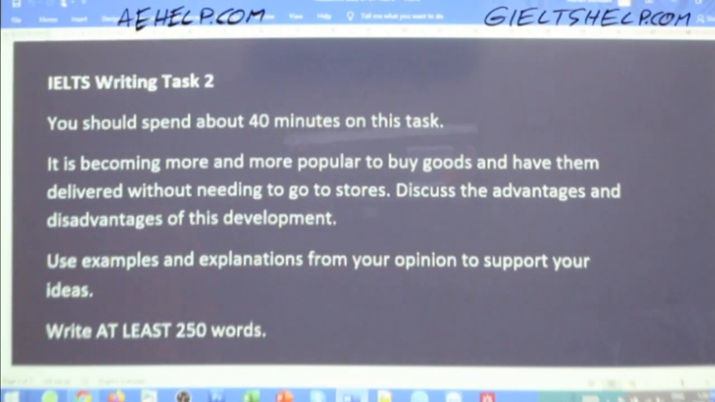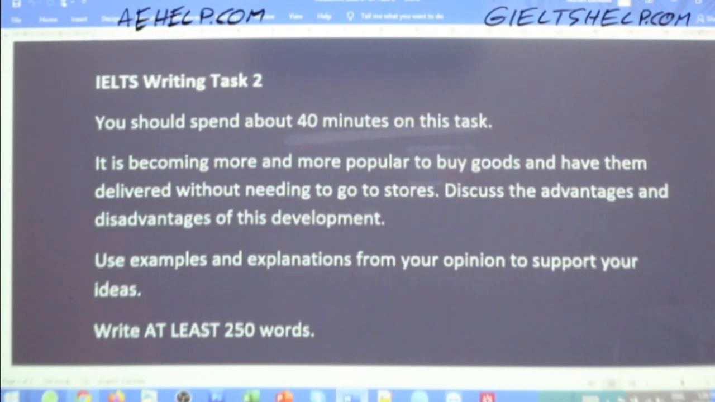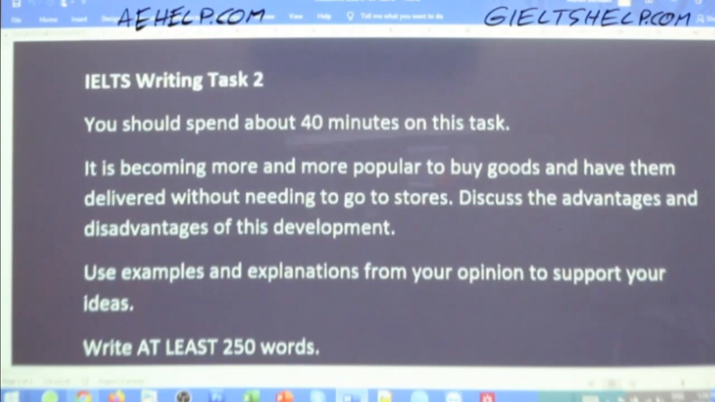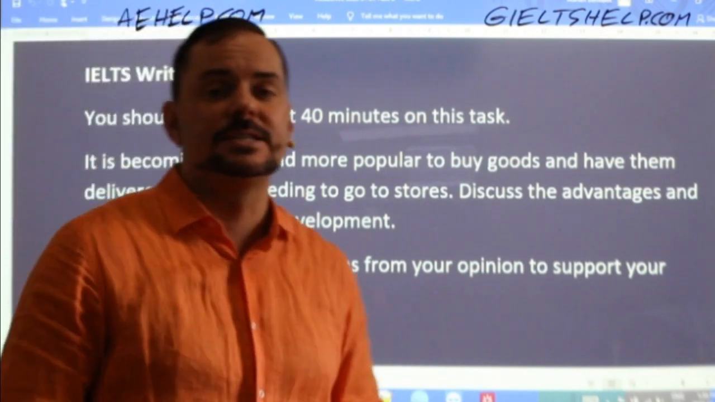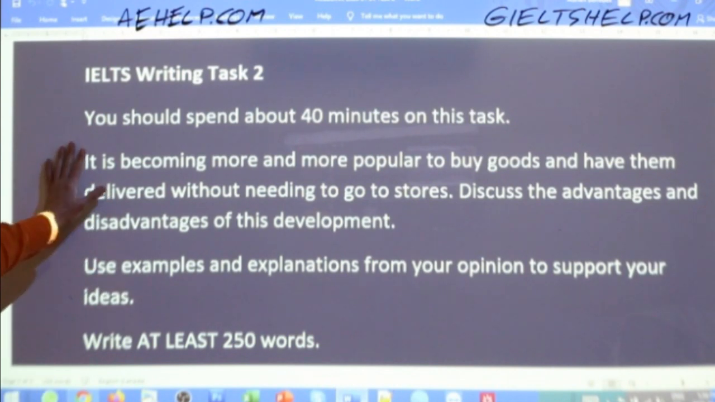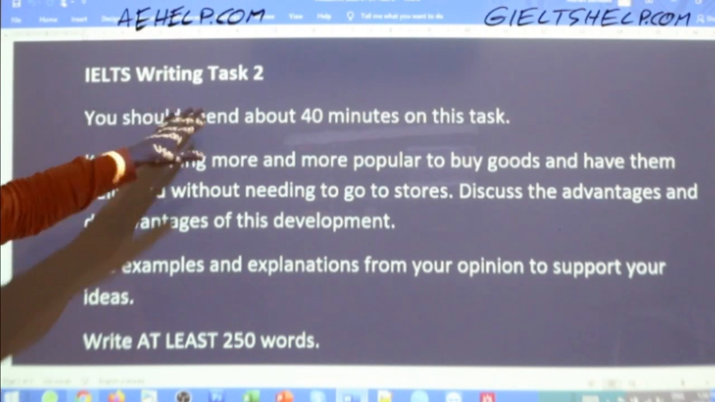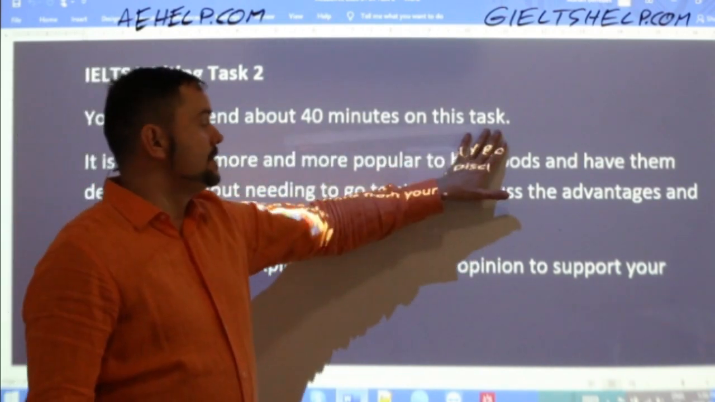All right, everyone, let's get into today's lesson. Here we go. So IELTS writing task 2. This is a question that you could get on either the academic or the general version of the exam. So let's read it together. First step is always to read it carefully. So IELTS writing task 2, you should spend about 40 minutes on this task.